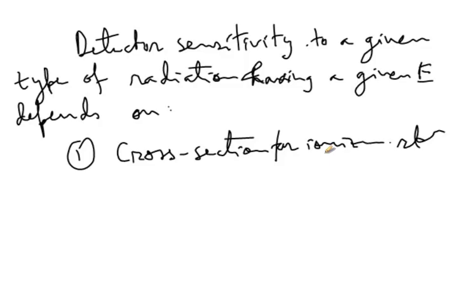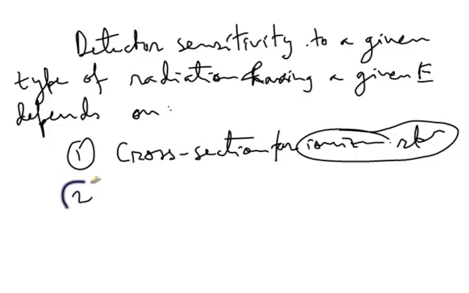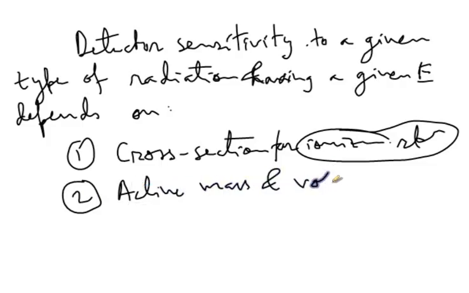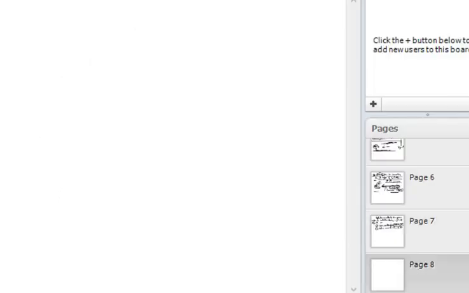I will come to nuclear reaction later. Not even that, before that we also need high cross section for ionizing reactions in the detector. Number two is your active mass and volume of detector. What is that? Let me show you.